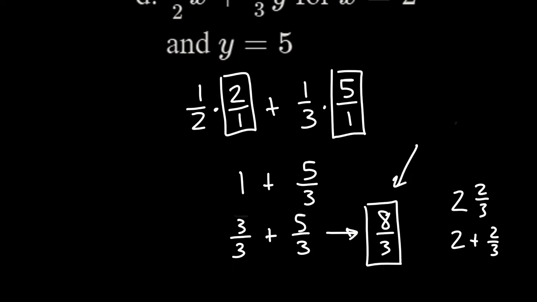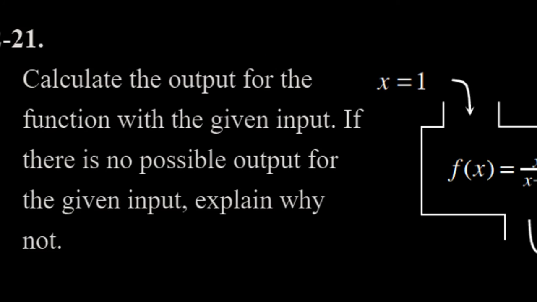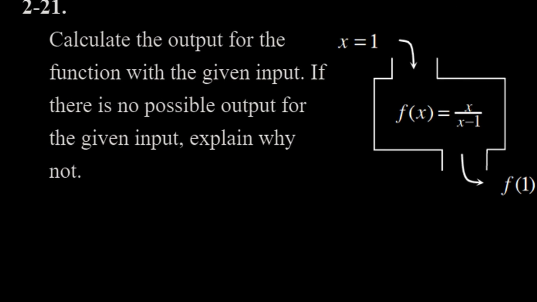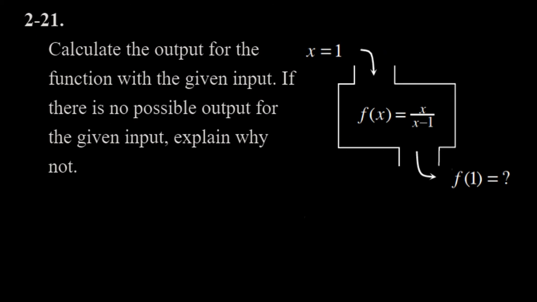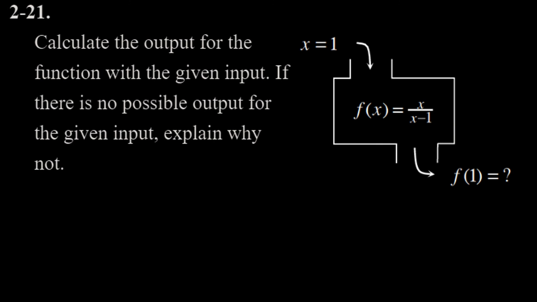Anyways, let's move on. That was question 20. Let's go down to question 21. Question 21 says calculate the output for the function with the given input. If there's no possible output for the given function, explain why. Well, we're playing the same game here. So you can see this.